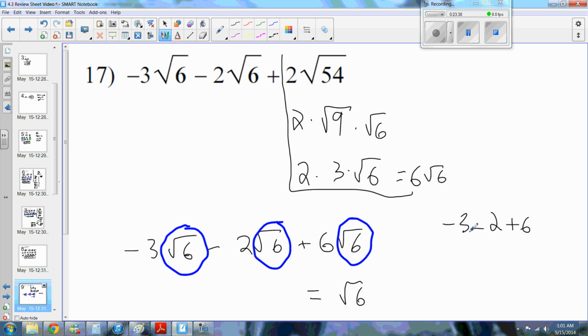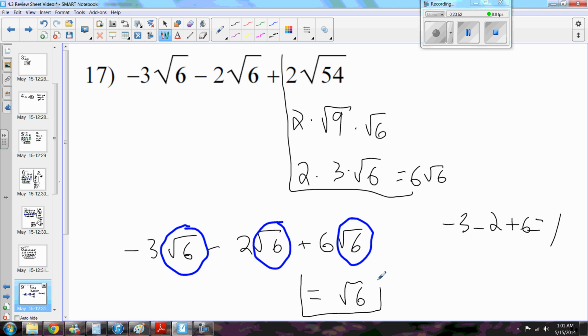But don't let this work trip you up. If you need to do negative 3 minus 2 plus 6, then that's what you need to do. That's totally fine. Final answer, root 6, because the coefficient here is 1. I don't write this 1 as a coefficient. I just write root 6.